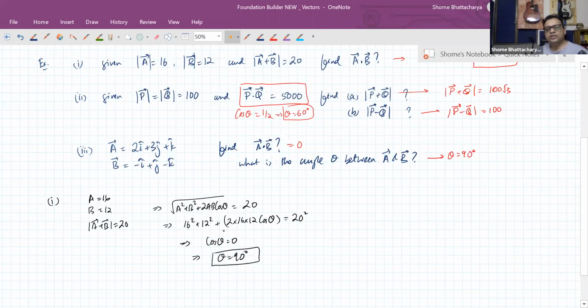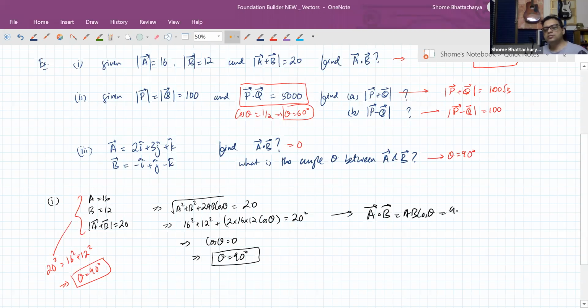Okay, or you can just, from observation, you can see that 20 square is equal to 16 square plus 12 square. This automatically tells you that theta is equal to 90 degrees. You just spot this, then you don't have to do all these steps. So the moment you know theta is 90 degrees, you know that A dot B is AB cos theta, which will become 0 here, because cos 90 is 0. We saw that property of dot product. Okay, so perpendicular vectors give you 0 dot product. So that's almost direct formula based, nothing difficult in this.